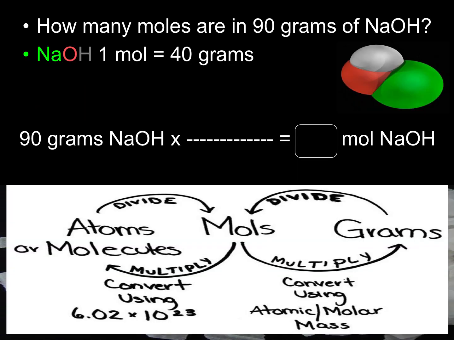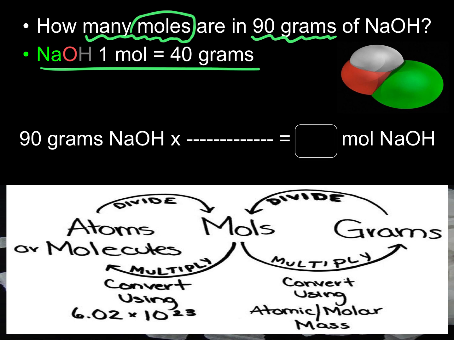So here's how we use that. If we want to know how many moles we have, if we have 90 grams of a material, we are going to need to know the molar mass of the material. So we're going to start with what we're given. We are given 90 grams of sodium hydroxide. We want to find out how many moles we have.